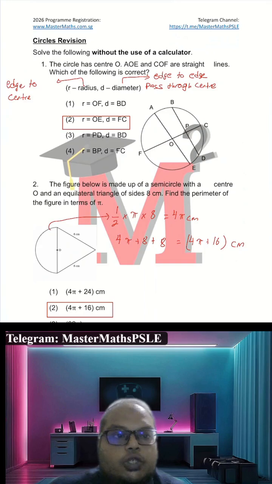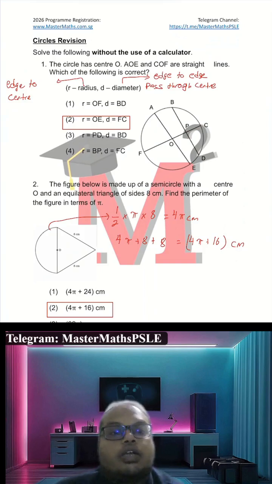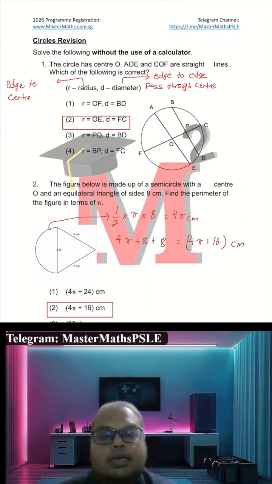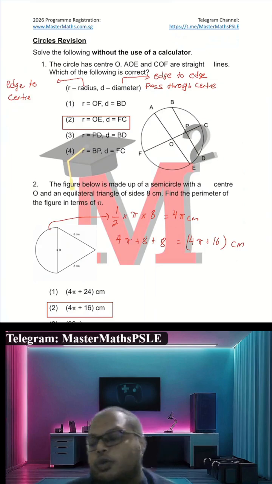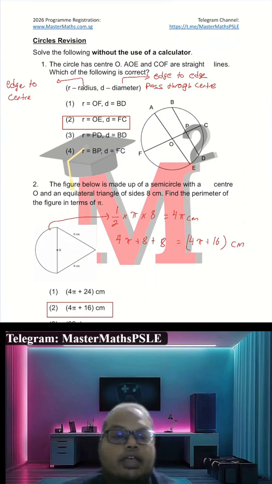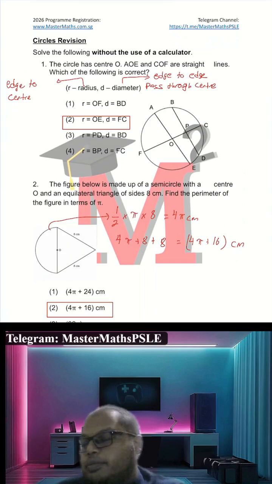Alright, so that's it for today. Today we do circles. Probably next week we'll do volume. I'm planning to do volumes. Circles just for today. Then eventually we'll do a mix of topics for revision, like probably the whole thing is a paper one revision, or the whole thing is a paper two revision.